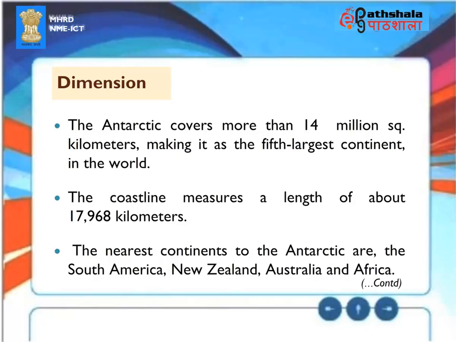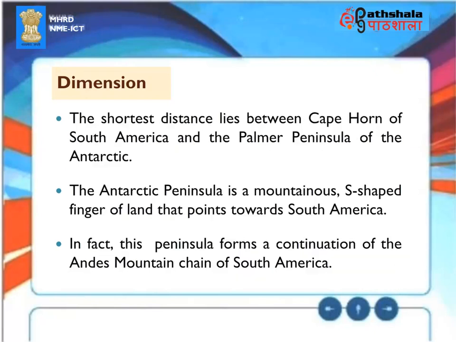Dimension. The Antarctic covers more than 14 million square kilometers, making it the fifth largest continent in the world. The coastline measures a length of about 17,968 kilometers. The nearest continents to the Antarctic are South America, New Zealand, Australia, and Africa.